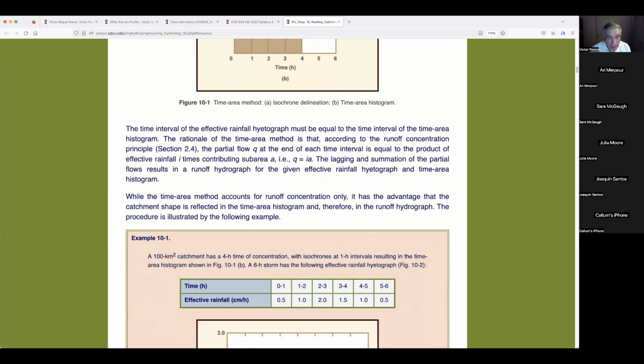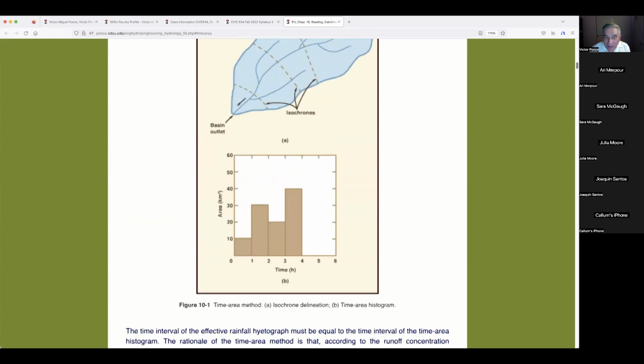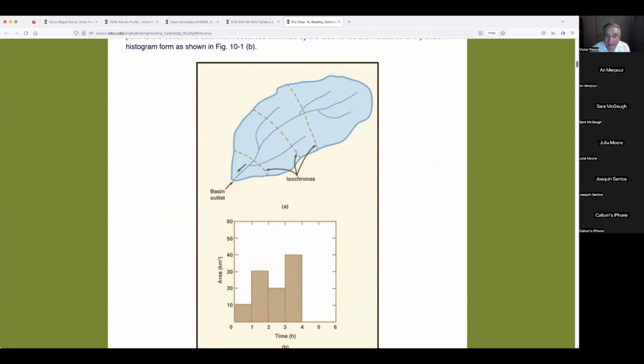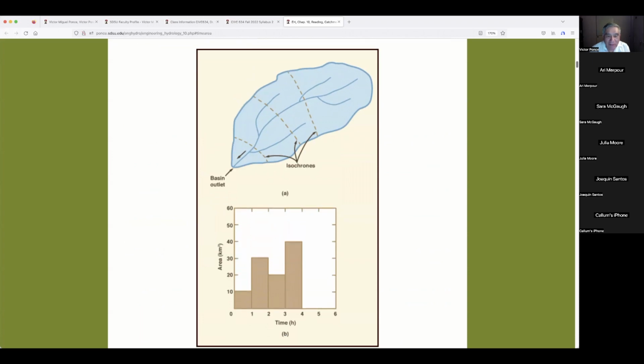So, the time area method has the disadvantage that it does not include diffusion. While it accounts for runoff concentration only, it has the advantage that the catchment shape is reflected in the time area histogram. Of course, I tried to show the shape of the catchment graphically as best I could here. Therefore, it is going to be reflected in the result. The result is going to reflect the shape of the catchment.